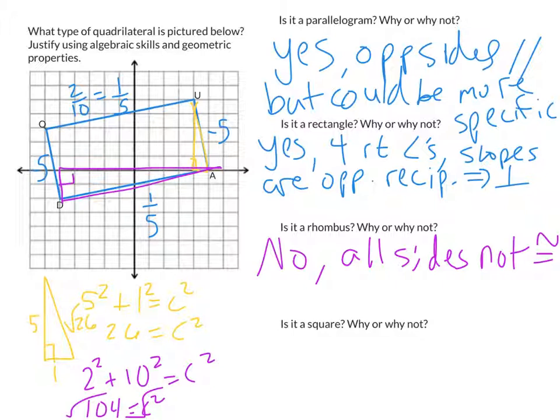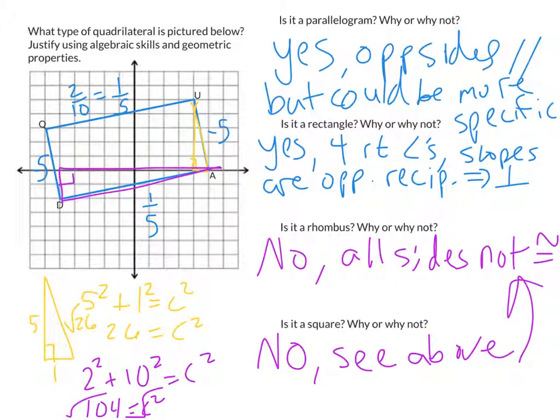So, popping down to, is it a square? No. See above. I mean, it's got the 4 right angles, right? But all sides are not congruent. No way it can be a square. So, most specific name would be a rectangle. But it is also a parallelogram. That is the truth. It is also a parallelogram, but more specifically, a rectangle.